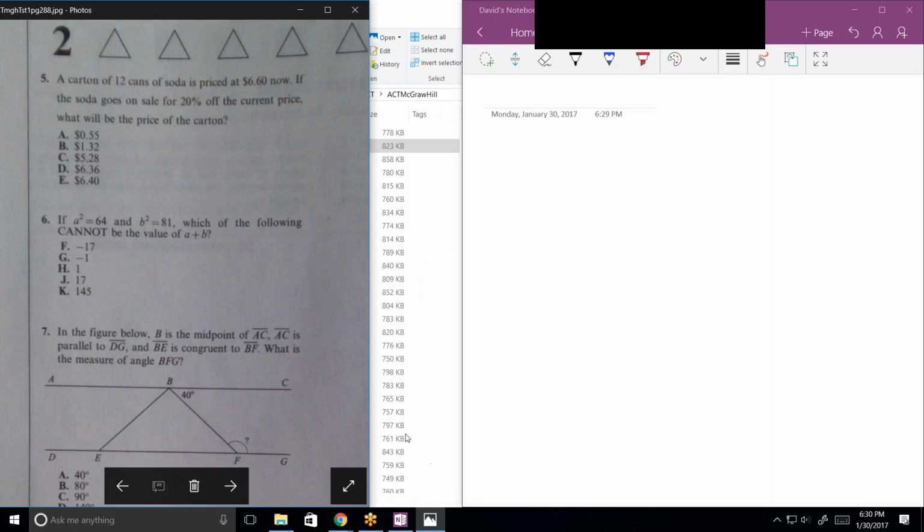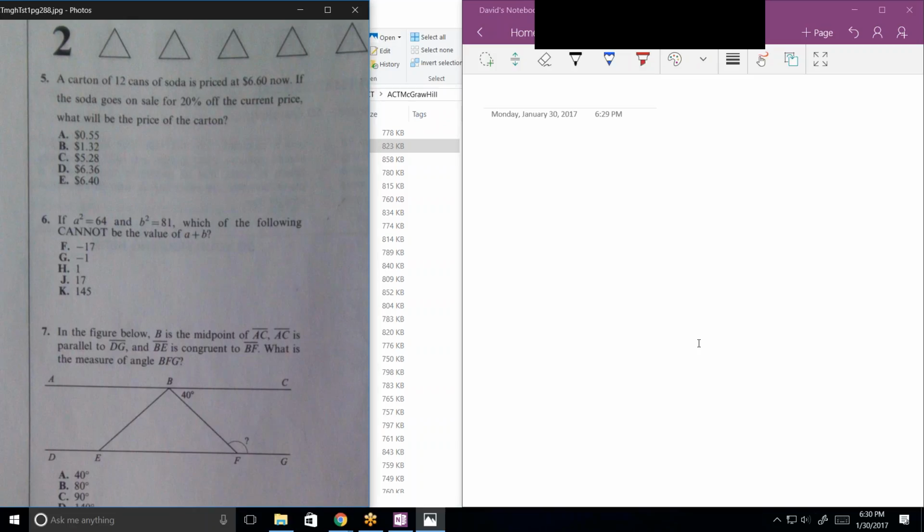All right, number 5. 20 off a certain price. The carton of cans is 660. So you'd have to do... Do you have a calculator in front of you? Yeah, that's what I'm doing real quick.